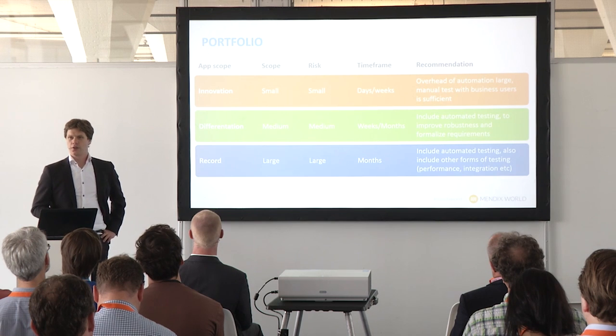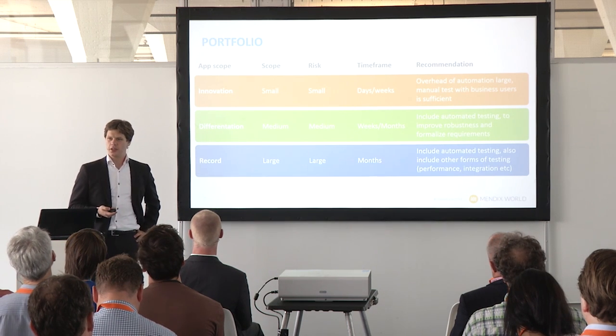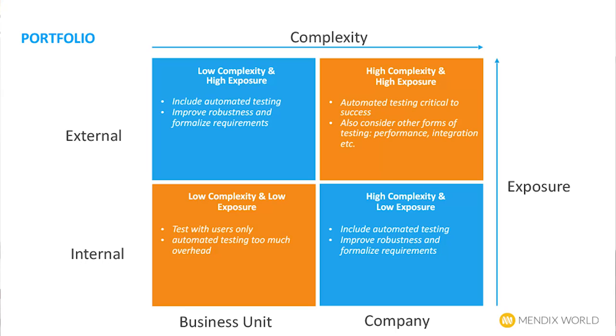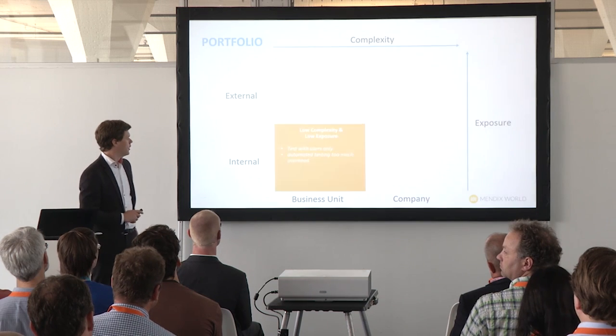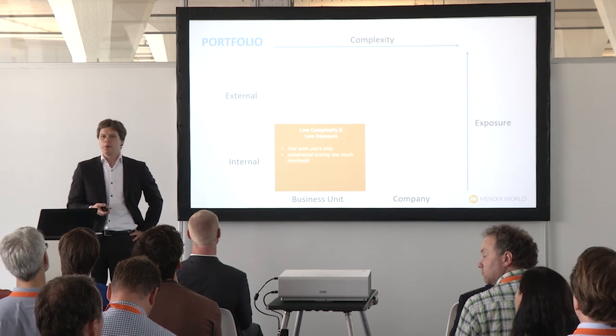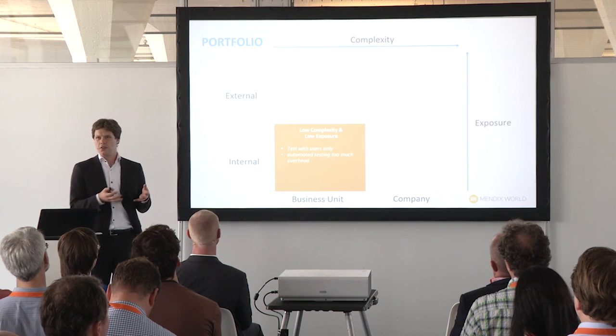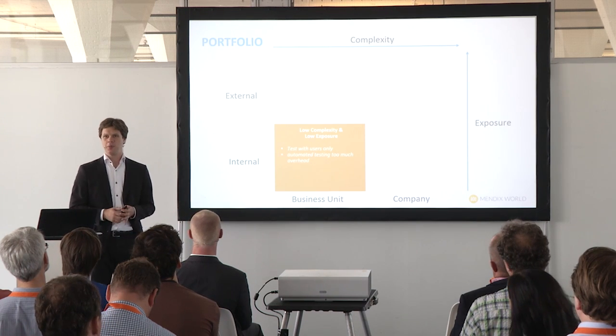There's a different way of looking at the portfolio that we also often use at Mendix. It gives a kind of a different view. It's more towards functionality and more towards risk analysis. So we divide systems that are built in Mendix according to two axes. Either it's an internal or an external system, and it's related to a business unit or a company. So what happens as you move up or to the right, complexity or exposure increases, so the risk increases. If you have an internal business unit app, you're basically doing something for one business unit that only 10, 20, depending on the company size, people are going to use.